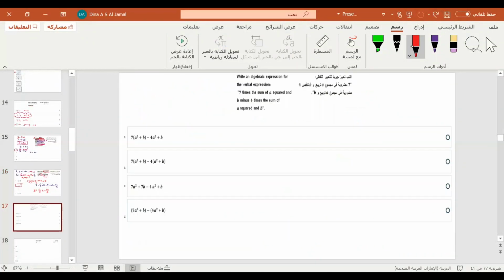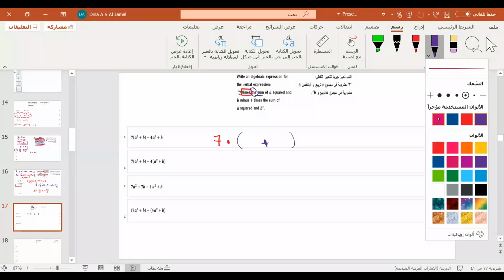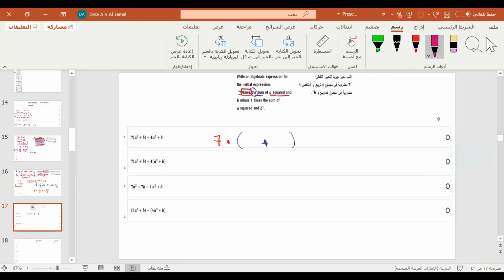Now let's go to the other question. Write an algebraic expression for the verbal expression. So 7 times means multiplication. The sum. So whenever he's telling you the sum, that means you must open brackets and prepare the sum inside these brackets. And now see the sum of what? Of a squared. So whenever he's telling you a squared, that means it is to the power of 2.